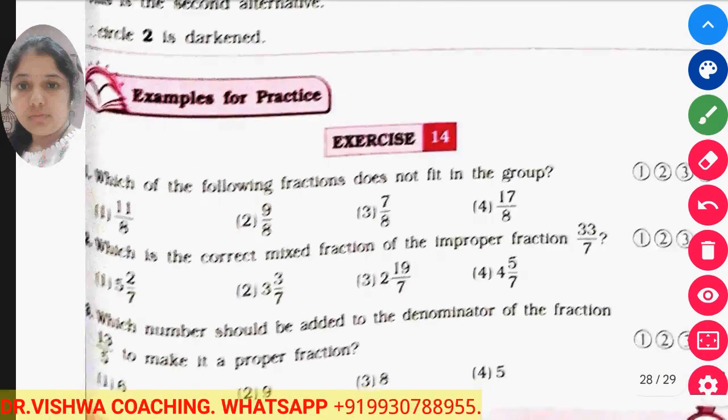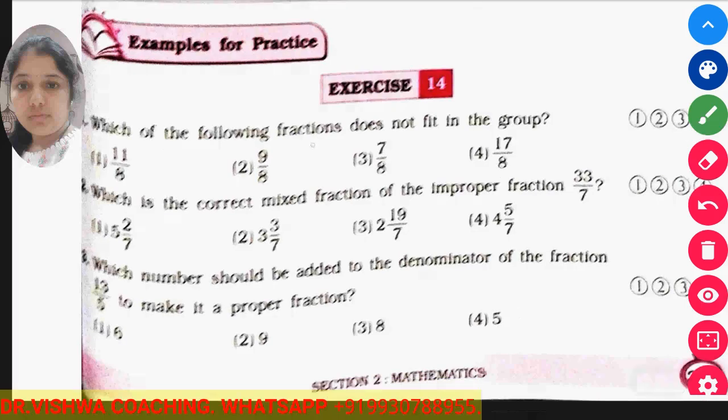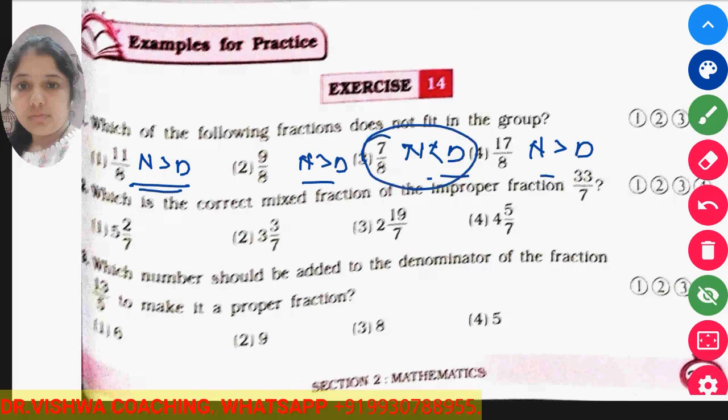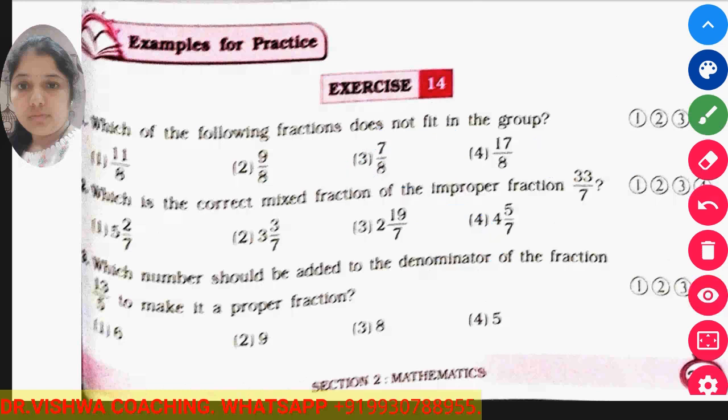Okay, now we'll move to the practice exercise. Which of the following fractions does not fit in the group? If you see the question carefully, here the numerator is greater than the denominator, here the numerator is greater than the denominator, here the numerator is smaller than the denominator, and here also the numerator is greater than the denominator. When the numerator is greater than the denominator, the fraction is an improper fraction. Here the numerator is smaller than the denominator, so this is a proper fraction. So all are improper and this is proper, so this will not fit in the group.